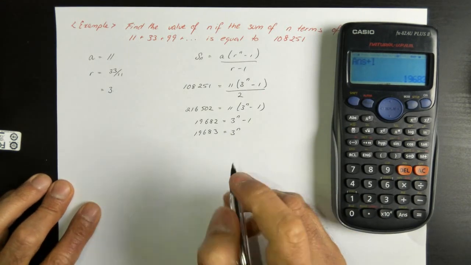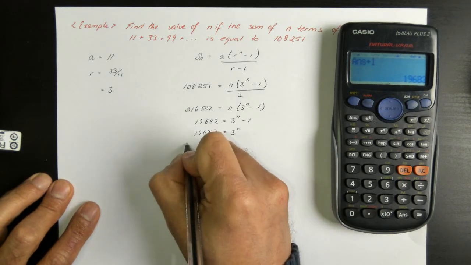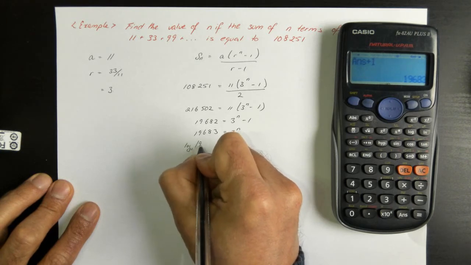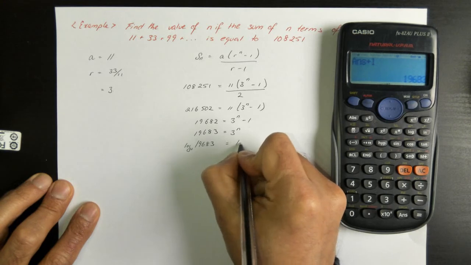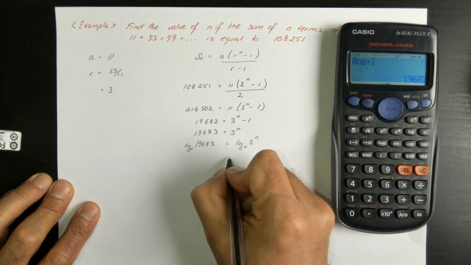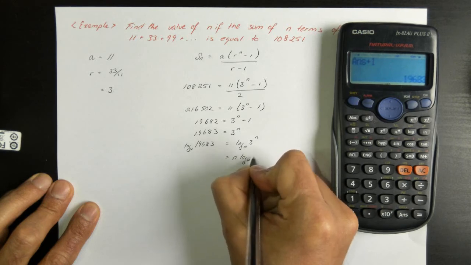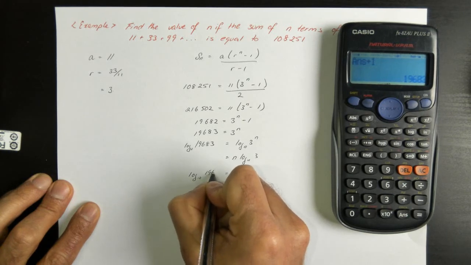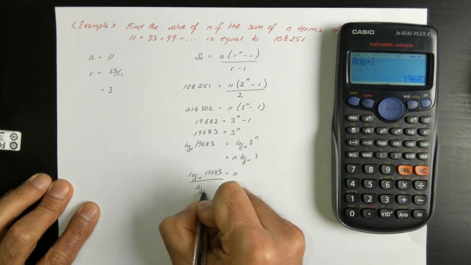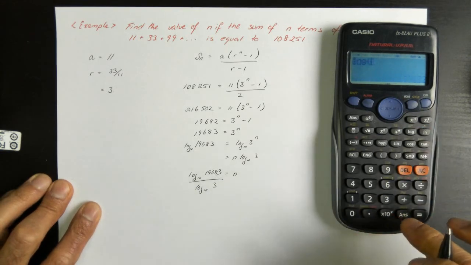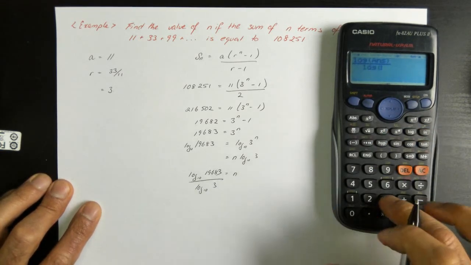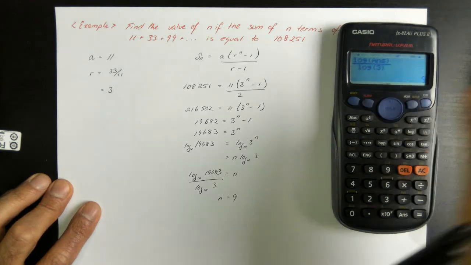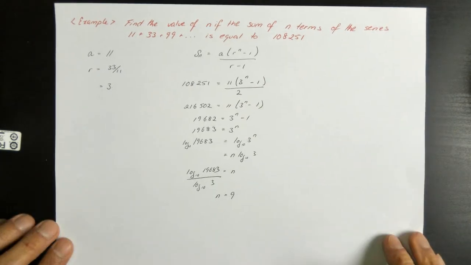Okay, I want to find what n is. So once again, if I take the log of this, it means I can bring that n down. So n's going to be that divided by this. So log of my answer over log 3, I get n is equal to 9. Okay, and that's it. Good luck.